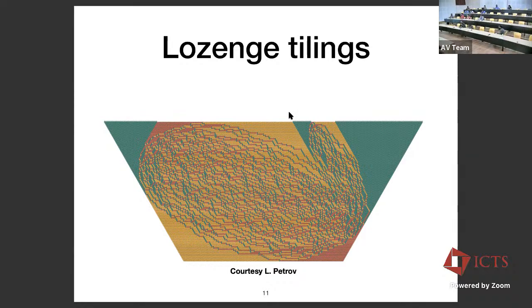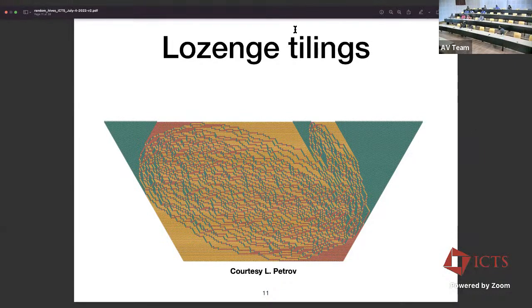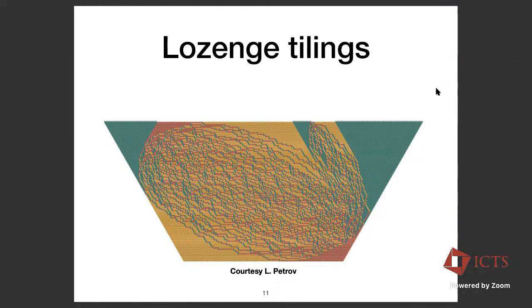Ayush, do you want us to unmute you? AV team, could you unmute? Could you allow participants to unmute themselves? Yeah, Ayush, try again. Yeah, hi.